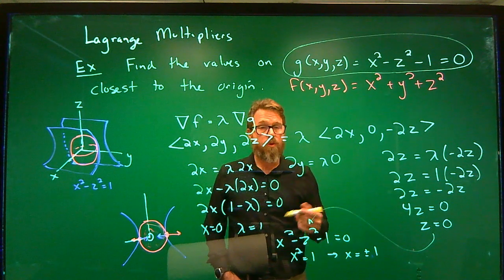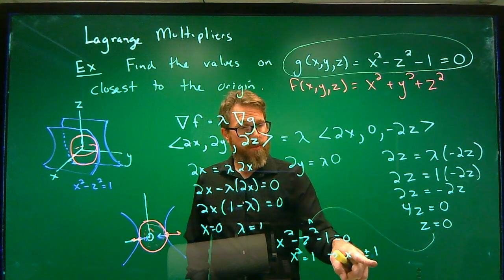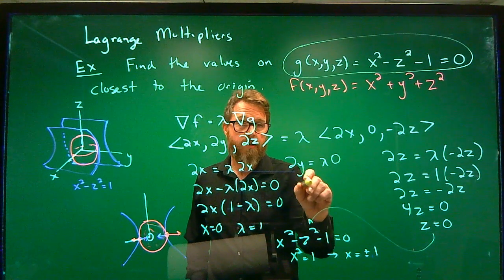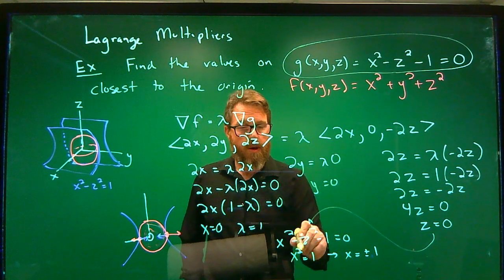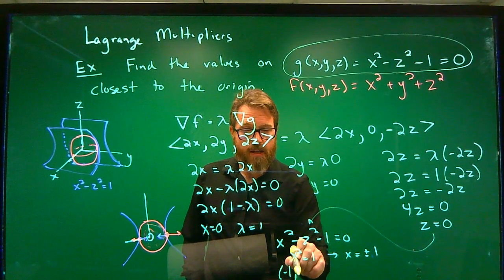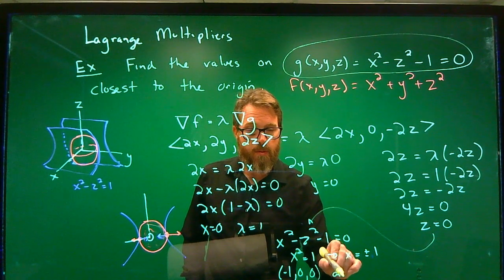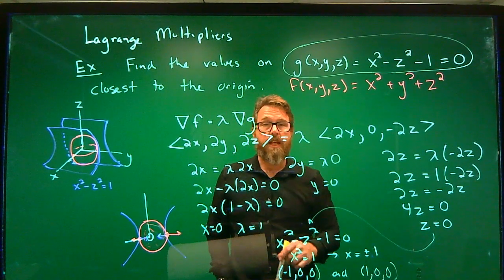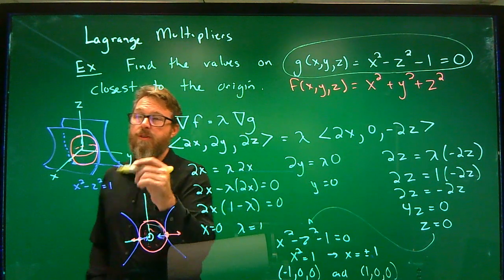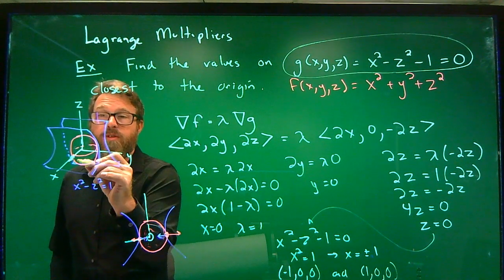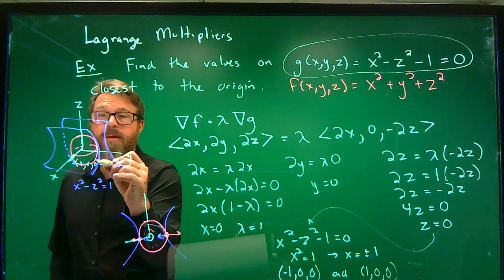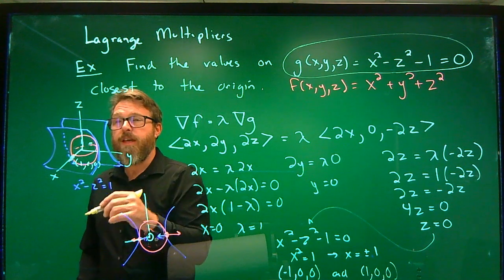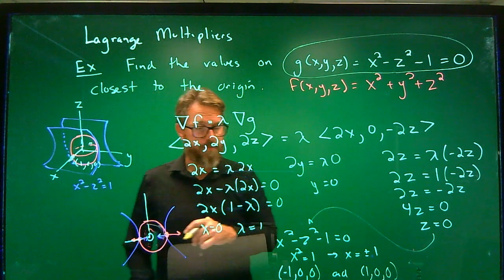So now we have the coordinates x is equal to plus or minus 1, y is equal to 0 here as well. So now we have the points negative 1 comma 0 comma 0 and the point positive 1 comma 0 comma 0. And we can see that those two points do make sense here. This is 1 comma 0 comma 0, and then on the back side we're going to have negative 1 comma 0 comma 0. And those are going to be closest to the origin.